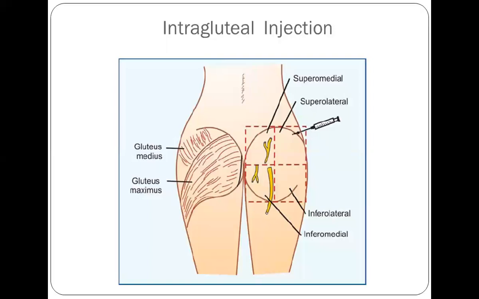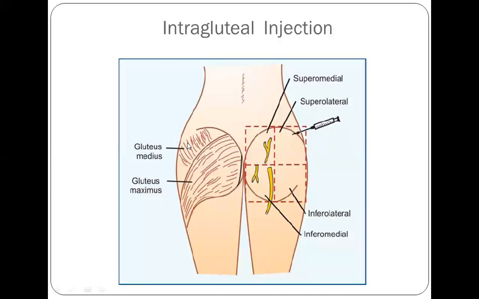Which is the safe quadrant in the gluteal region? Yes, the superolateral quadrant is called the safe quadrant because there are no important nerves in that region. It is only part of gluteus maximus here in the superolateral quadrant, but the major muscle is gluteus medius, which is present in the superolateral quadrant. So that is where you have to give the injection. Please keep in mind, when you are giving an intramuscular injection, you have to make sure you select the superolateral quadrant.